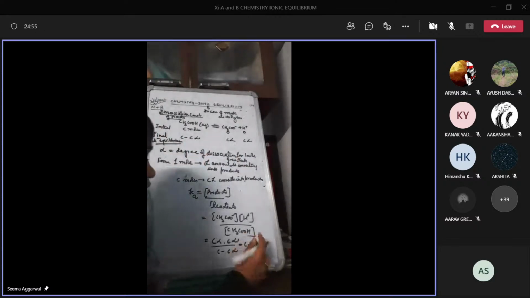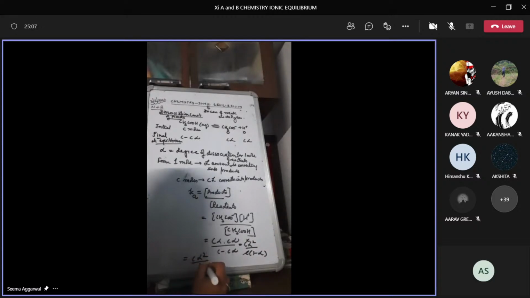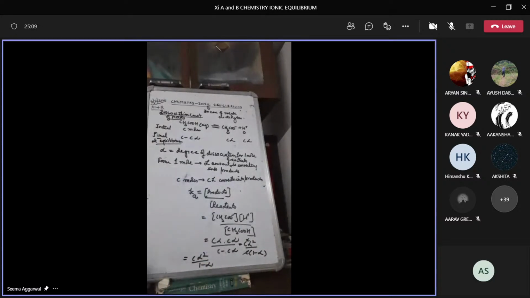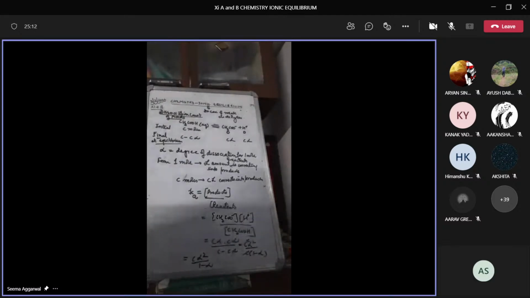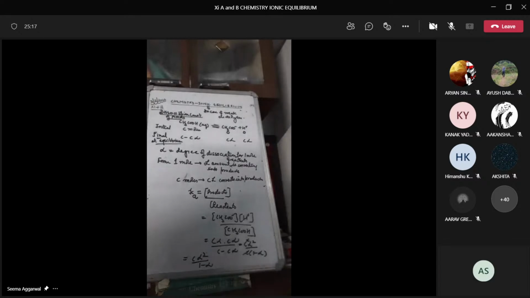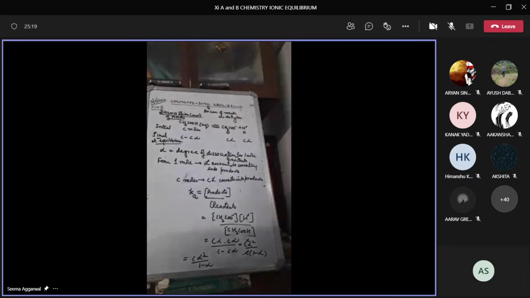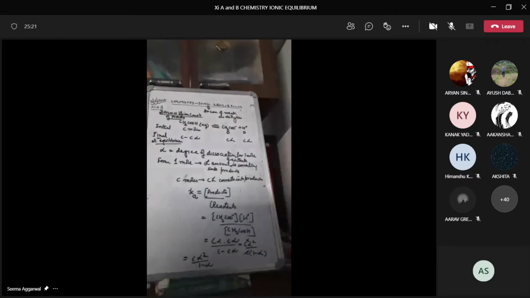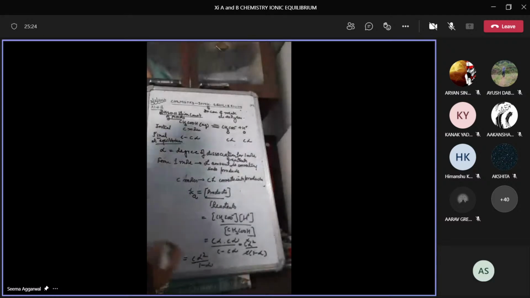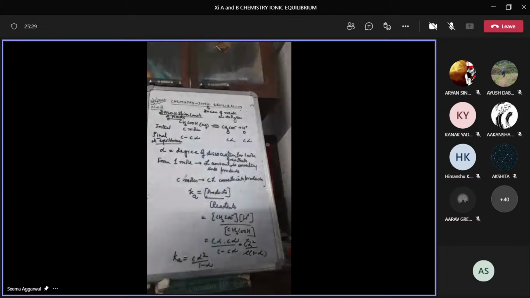So what I am writing is C square alpha square upon C into 1 minus alpha. So one of the C will be cancelled. So what I am getting is C alpha square upon 1 minus alpha for this particular reaction. In the exam, you are supposed to calculate it for every question. There is no general formula. We have to calculate it by this step. Okay. So for this particular reaction, Ka is equal to C alpha square upon 1 minus alpha.